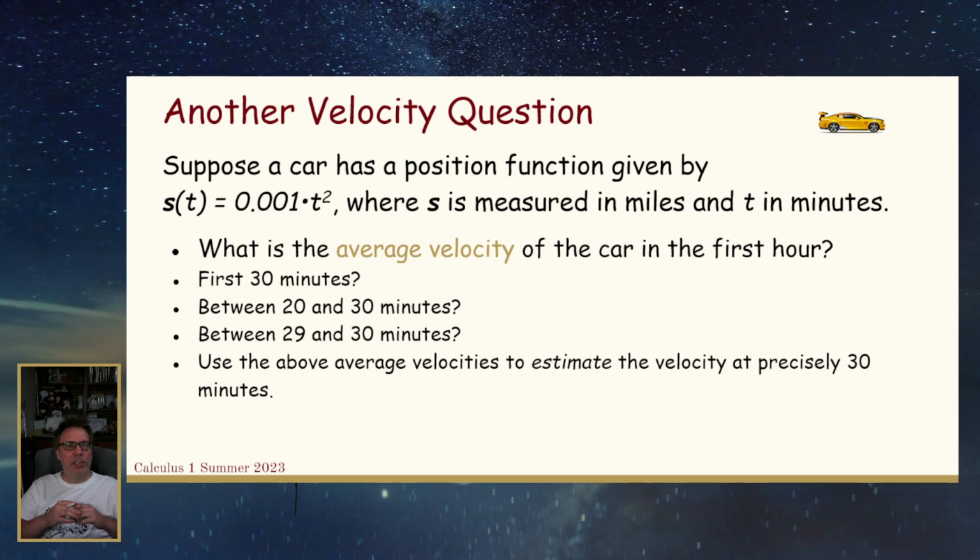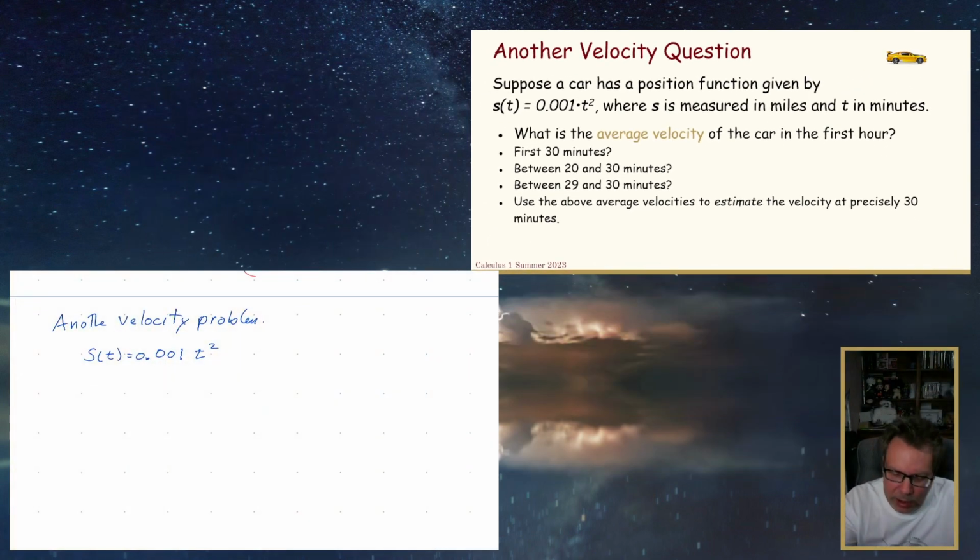I have several questions that I want to answer here. The first one involves the average velocity of the car in the first hour. So to start off, let's talk a little bit about average velocity. Average velocity really is the change in position divided by the change in time. So specifically for this problem, I will have a change in position, which will be the difference of two positions, divided by the change in time.